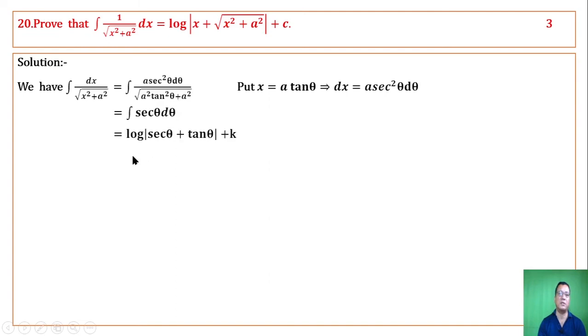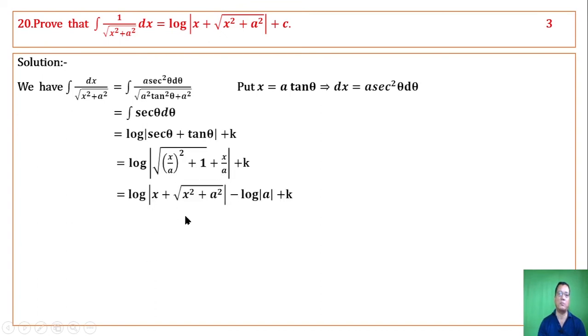Its integral is log of modulus of sec theta plus tan theta plus k. Then sec theta expressed in terms of tan, we get root over tan square theta plus 1. Tan theta is equal to x by a. Therefore, for tan square theta we put x by a whole square plus 1. And after calculation, we get log of modulus of x plus root over x square plus a square plus k. Then lastly, if we put this equal to c, which proves the result.